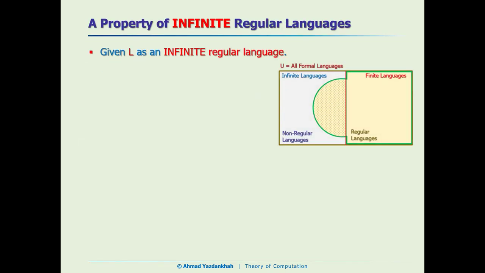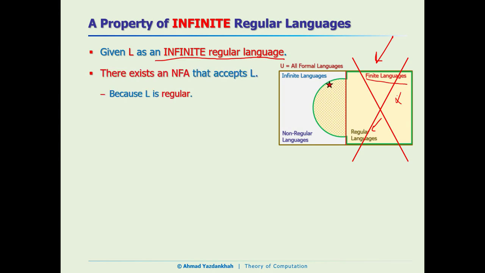Let's say we have an infinite regular language. When I say infinite regular language, based on this picture that we have seen many times so far, which area are we talking about? Definitely not this area, because this area is for the finite languages, and we know that all finite languages are regular. We are talking about this area, which is infinite but regular.